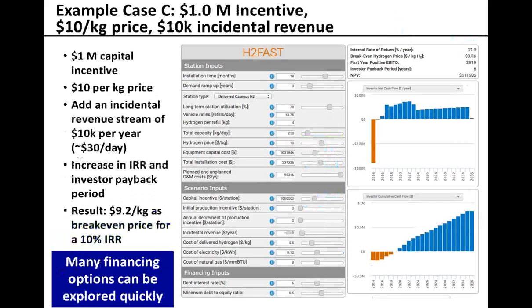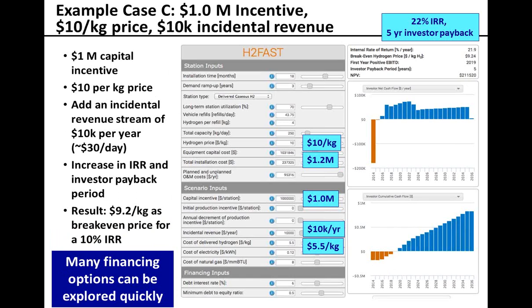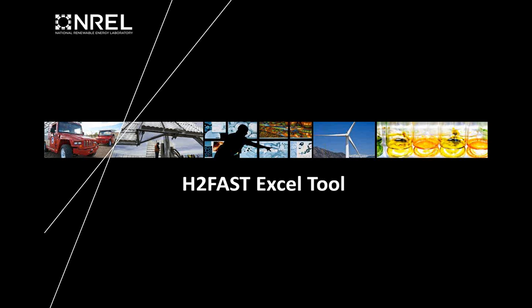If we go to one more case, we're going to take that same station, same general inputs, but we're going to add one more item here, and that's the incidental revenue. We're saying that there's $10,000 per year from the business that we're going to allocate to the hydrogen, and that further improves our finances. Now the internal rate of return is 22%, and the investor payback time is 5 years. So those are 3 quick examples of how to use the web-based version of H2Fast. Now we're going to move on to the next version, which is the Excel version.